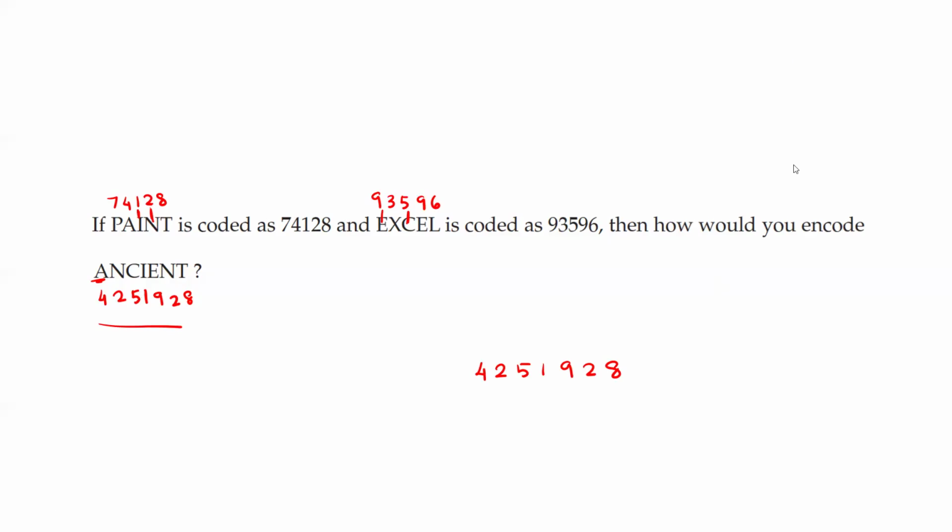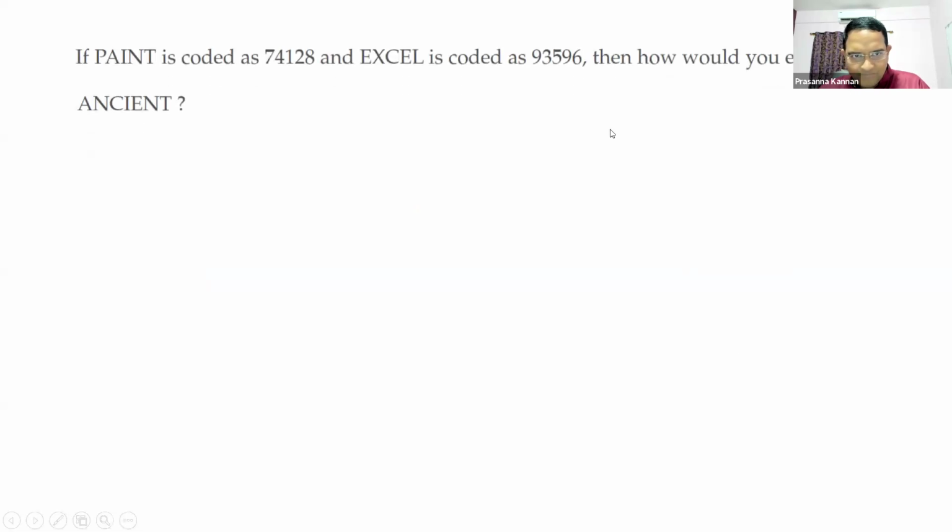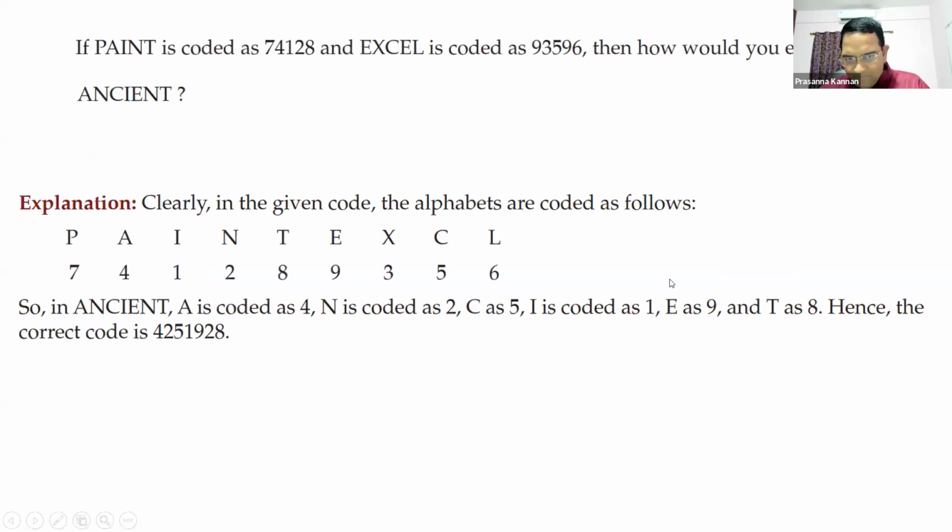Great. Divya understood? Pratiksha, Himlata? Yes, good. Jivika, clear? Maisha? Okay, great. Let's move on. Yeah, so it will be 4, 2, 5, 1, 9, 2, 8.